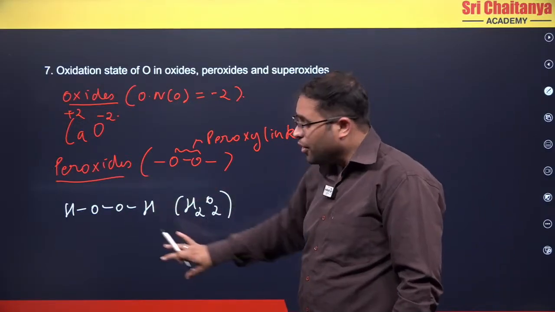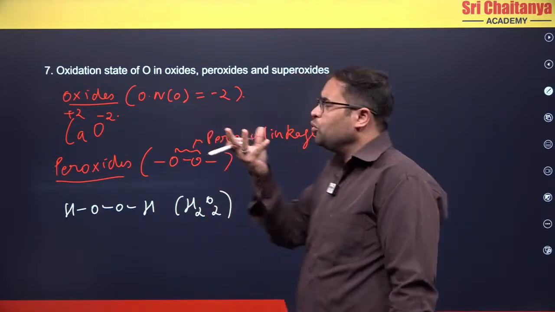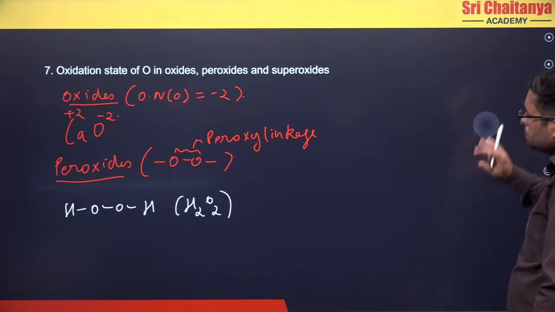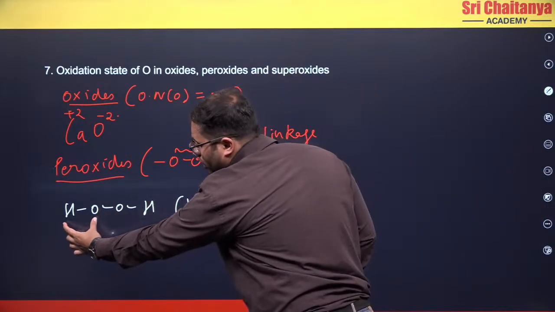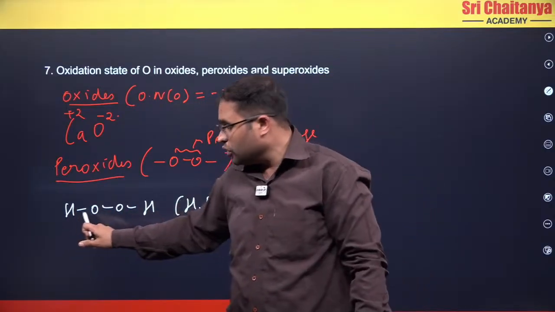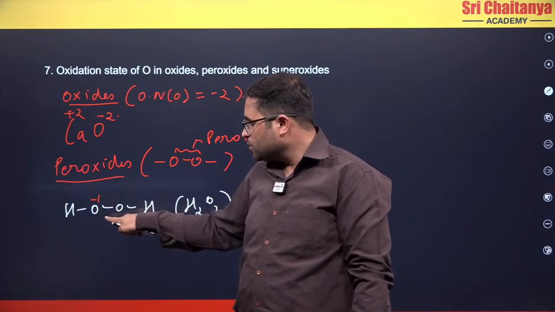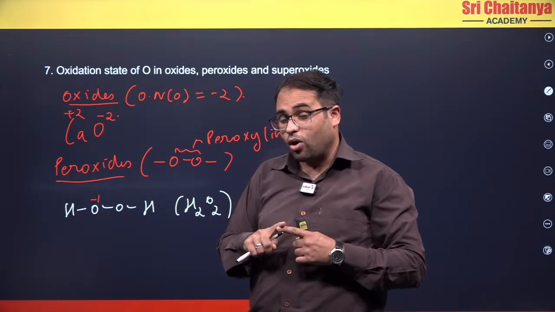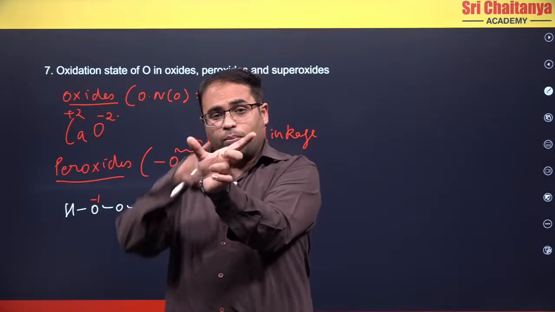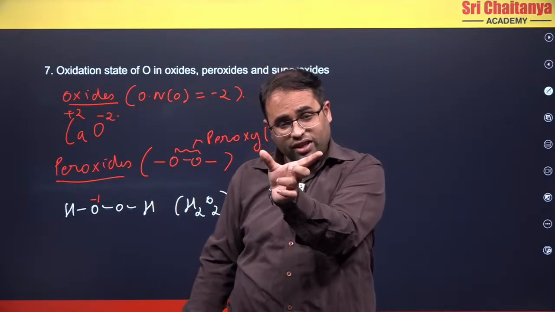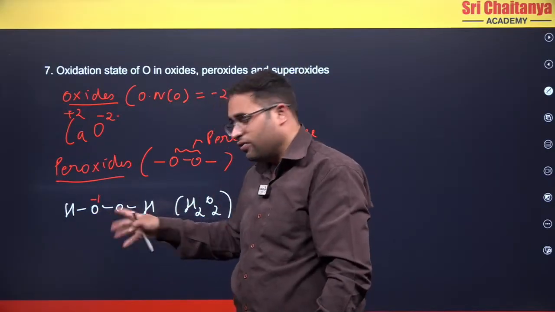In this hydrogen peroxide, follow the same rule. How will you find the oxidation state? Concentrate on one bond at a time. Concentrate on this bond: out of hydrogen and oxygen, which is more electronegative? Oxygen, so put a -1 here. Now move to the next bond, oxygen and oxygen. Both have the same electronegativity here. If you get a bond where both atoms have the same electronegativity, then do not consider any oxidation number. So it is nullified here.